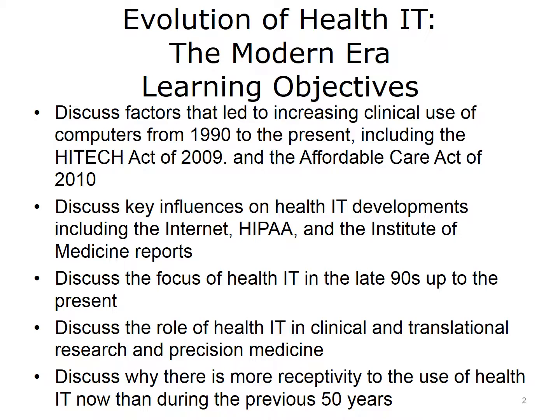The objectives for this unit, Evolution of Health IT, the Modern Era, are to discuss factors that led to increasing clinical use of computers from 1990 to the present, including the HITECH Act of 2009 and the Affordable Care Act of 2010. Discuss key influences on health IT developments, including the Internet, HIPAA, and the Institute of Medicine reports. Discuss the focus of health IT in the late 90s up to the present. Discuss the role of health IT in clinical and translational research and precision medicine. Discuss why there is more receptivity to the use of health IT now than during the previous 50 years.